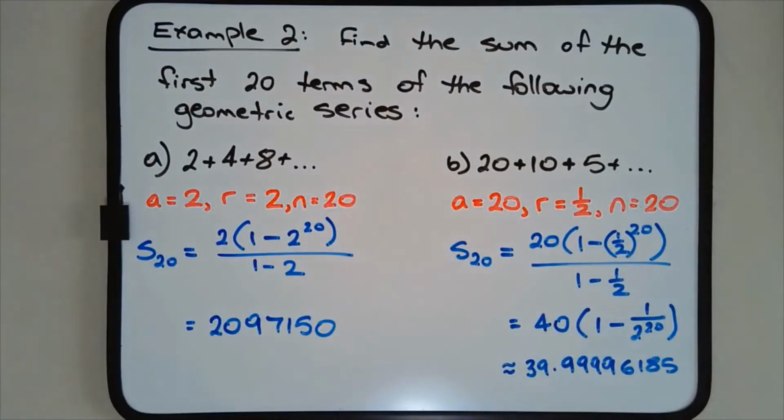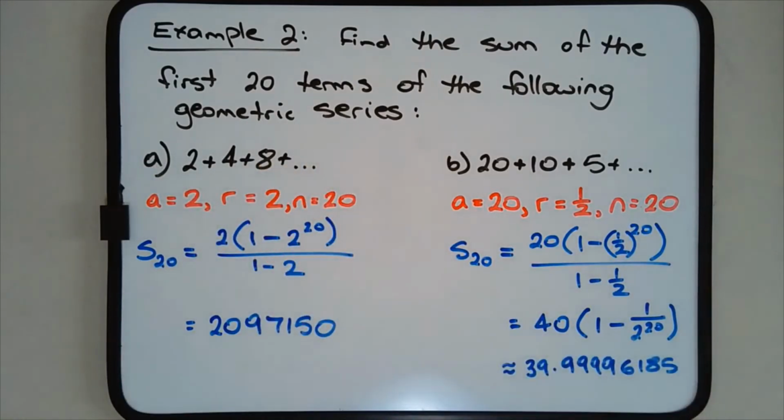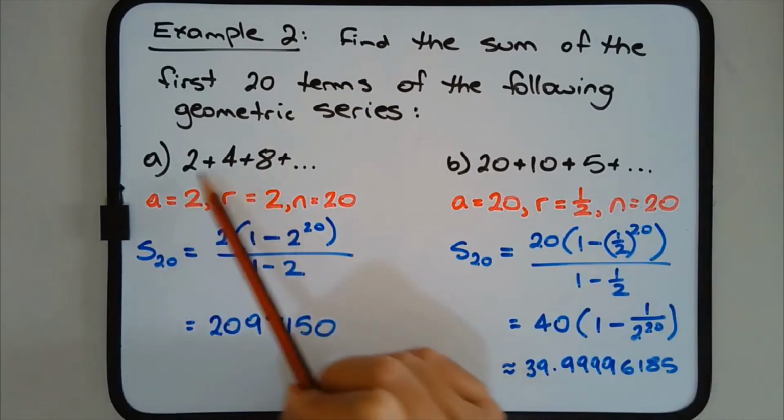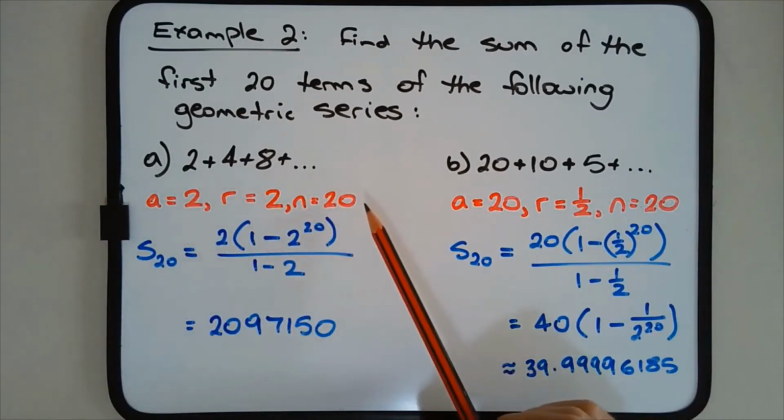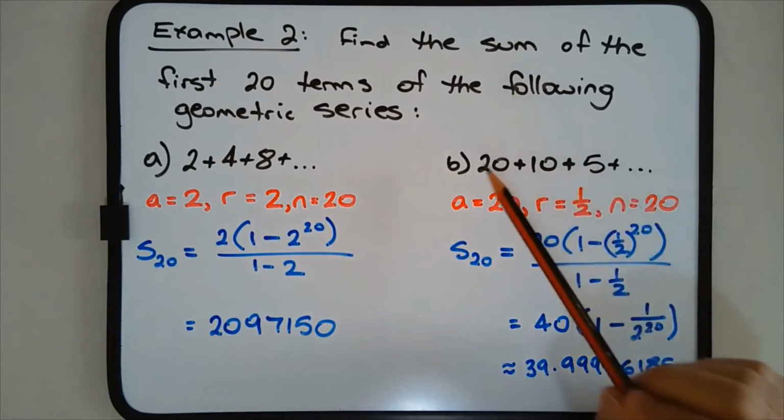Example 2. Find the sum of the first 20 terms of the following geometric series. Part A, 2 plus 4 plus 8 plus ... Now the first term is 2, common ratio is 2, and n equals 20. So the sum of the first 20 terms of this geometric series can be found by applying the formula a outside of 1 minus r to the power of n all over 1 minus r. So S20 equals 2 outside of 1 minus 2 to the power of 20 all over 1 minus 2, and that equals 2,097,150.